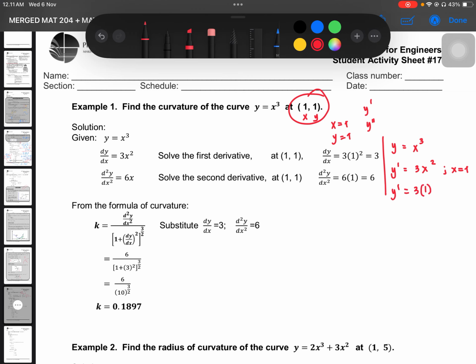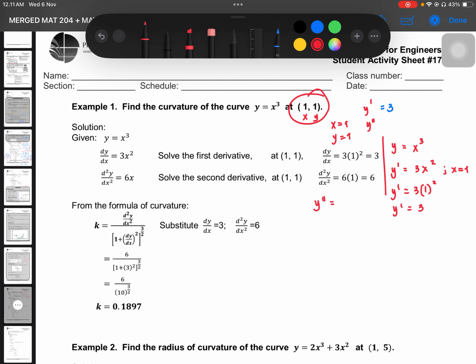Then, palitan natin si x ng 1. Then, square. Then, y prime is equal to 3 raised to 3 times 1 squared is 3. So, ibig sabihin, y prime daw natin is 3. Okay. Next naman natin, get the double prime. So, we have y double prime.